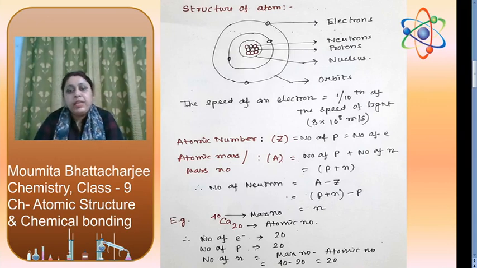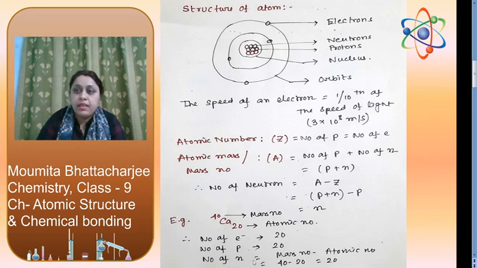This is the neutron. Let us take one example, calcium 20/40. 40 is the mass number, 20 is the atomic number. Generally, the lower one, the smallest one, will be the atomic number and the higher one will be the mass number. So from here we can calculate the number of electrons and protons present. Here number of electrons is 20, number of protons is also 20, and the number of neutrons we get by subtracting the atomic number from the mass number. So 40 minus 20, 20 will be the number of neutrons.